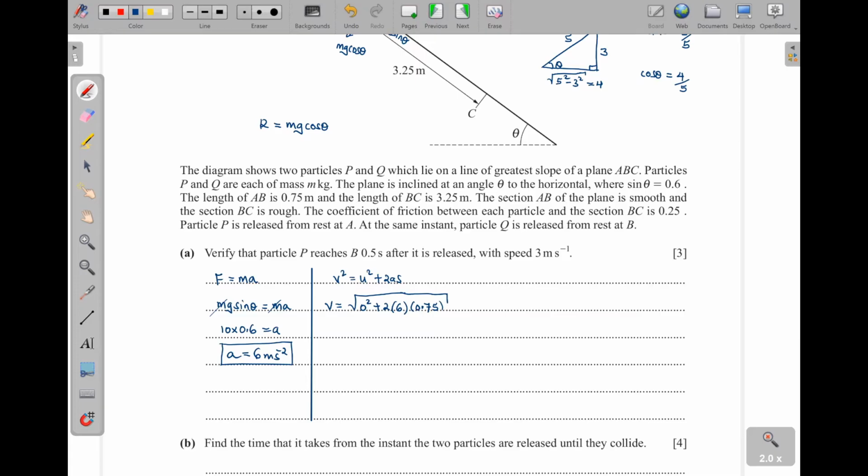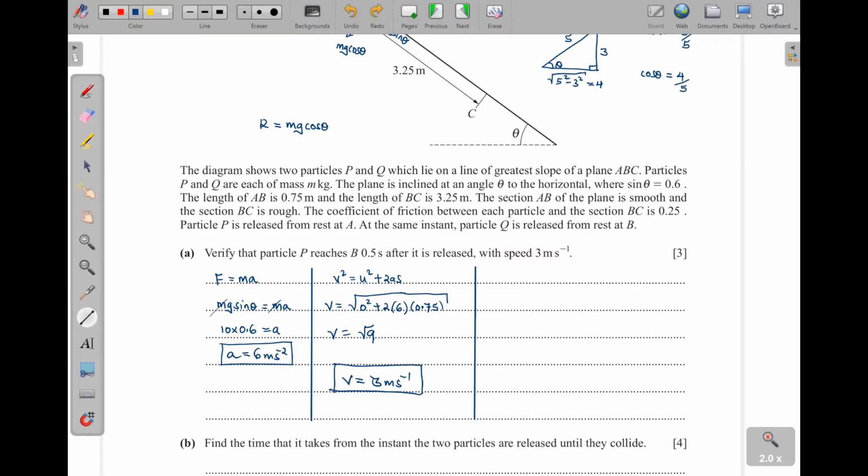And what do we get here? 12 times 0.75 is the same as 3 over 4 times 12. So 3 times 3 is 9. So the root of 9 automatically gives us a 3. So v here is equal to 3 meters per second. So this one, we have proved it. It reaches there at a speed of 3.